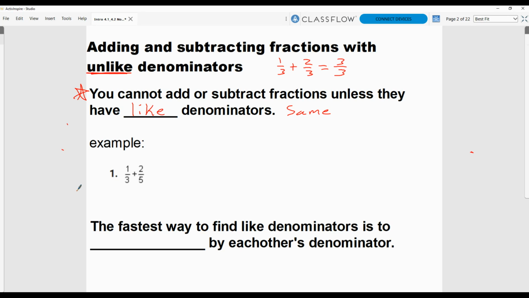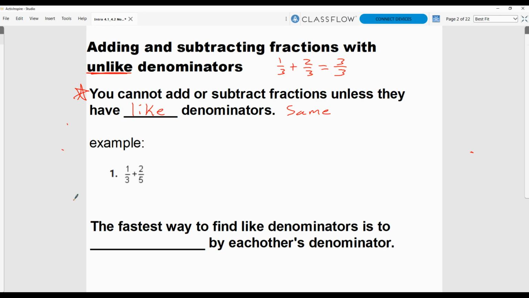This is one of the rules with fractions, and this is why people don't like fractions very much, because there's all these rules about them. So what we have to do in order to add this problem is first we need to change both of these fractions so that they do have like denominators. There are several ways to go about it. Here's the easiest, fastest, quickest way that I've found to change these fractions into like denominators, and it works every single time.